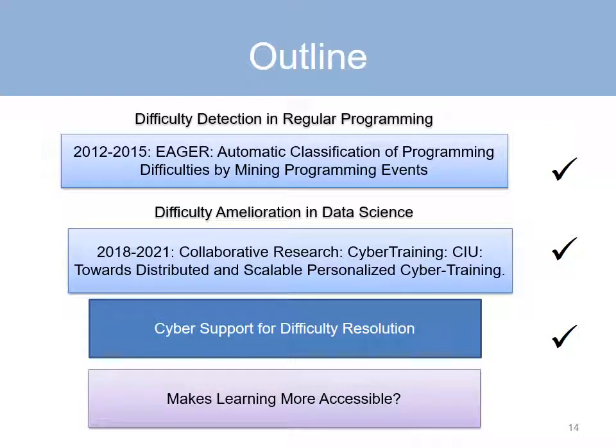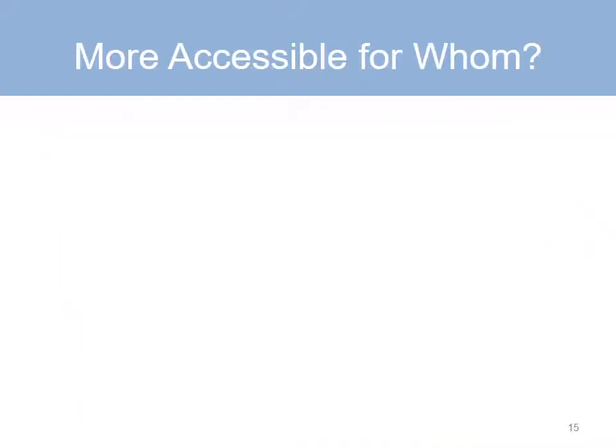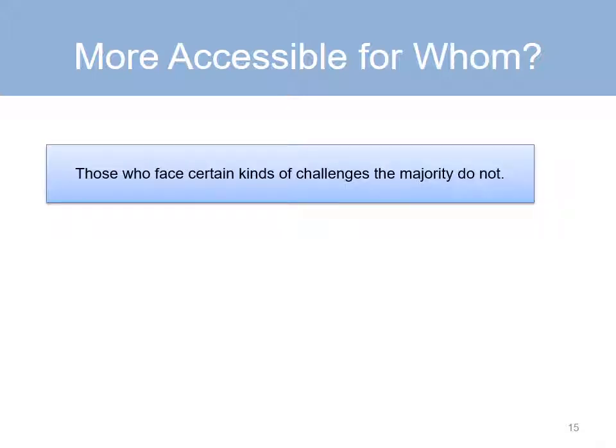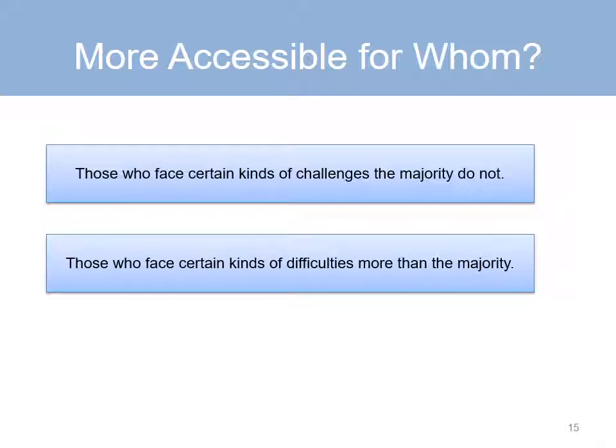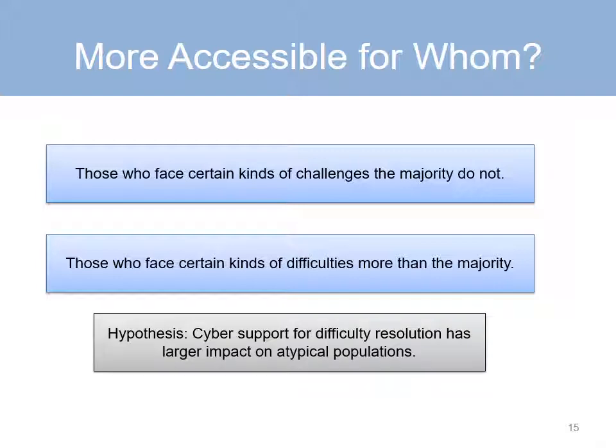I haven't even mentioned accessibility. So let's go and see whether this has any relevance to accessibility or not. Okay? So can this stuff make learning more accessible? Okay? So if you think of more accessible, you're trying to make it more accessible for those who face certain kinds of challenges that the typical population do not. Okay? And that can imply that they face certain kinds of difficulties that the majority don't. Okay? So it would seem, hypothesis, okay, that cyber support for difficulty resolution has larger impact on atypical populations.